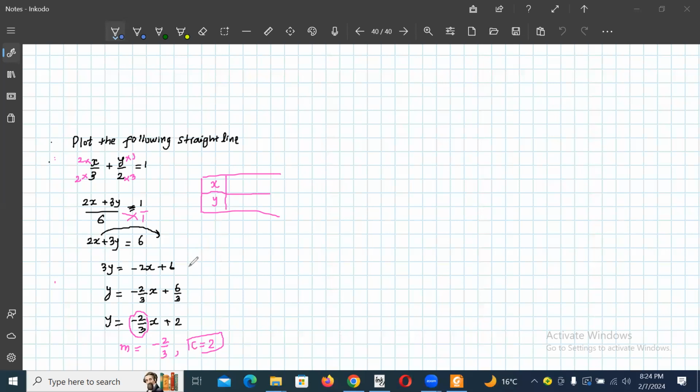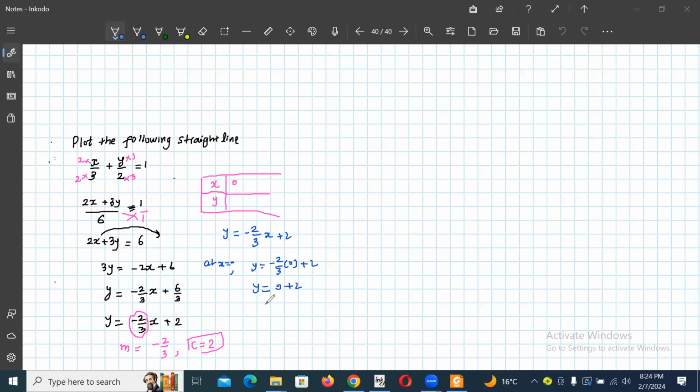For example, if I check at 0, when x is 0, my equation of line is y equals minus 2 over 3 x plus 2. So at x equals 0, I'm getting y equals minus 2 over 3 into 0 plus 2.